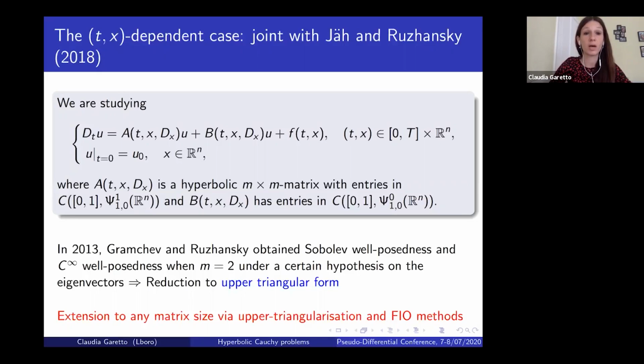So we wanted to understand if it was possible to extend this result to matrices of any size. And the answer is yes, as expected. But clearly we needed to understand very well which hypotheses were needed on A in order to perform this transformation into upper triangular form. It turns out that in the 2x2 case it is quite easy to understand when a matrix can be reduced to upper triangular form. If one looks at the paper, the condition that Gramchev and Ruzhansky found is of this type: you can find an eigenvector which has one component which is always different from 0. You have to understand that the eigenvalues and the eigenvector depend on t, x, and ξ. So you need that a certain component of this eigenvector is always different from 0, independently of t, x, and ξ.